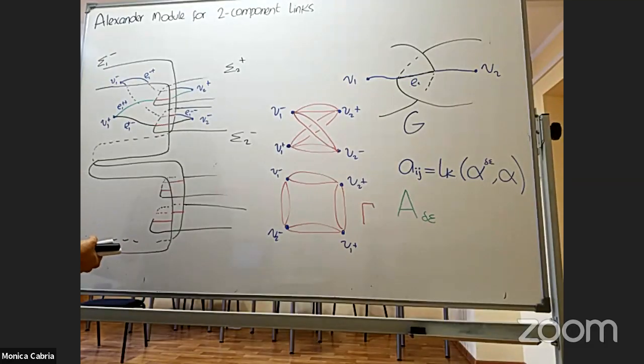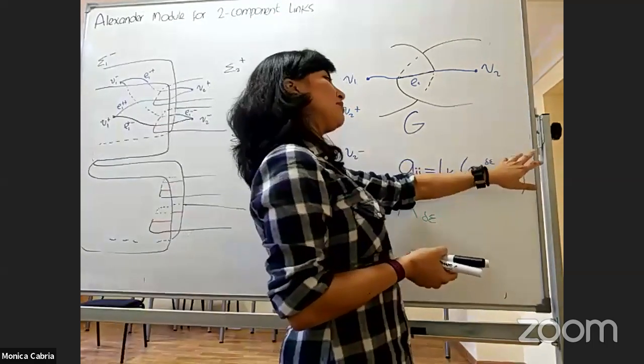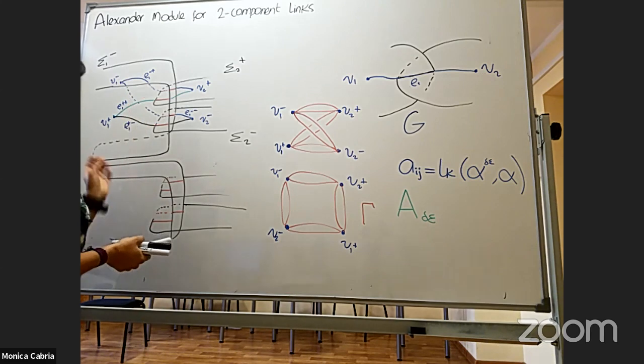For a cycle alpha which lives in S1, for example, alpha delta epsilon will depend only on delta. If delta is positive, then you push it off to the positive side from this surface S1. And if delta is negative, then you push it off to the negative side from the surface S1. So this is important: when we are in S1, it only depends on delta, and when we are in S2, it only depends on epsilon. Okay. Yeah, indeed.